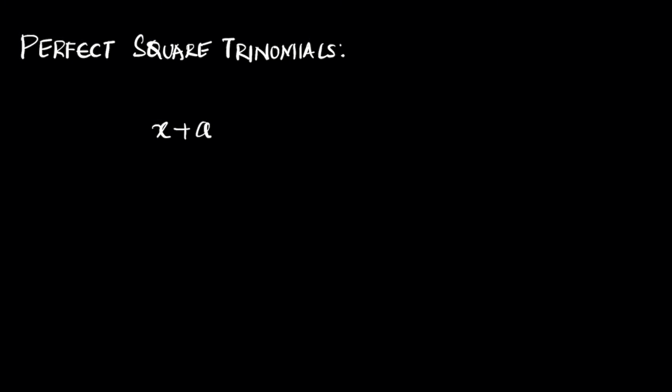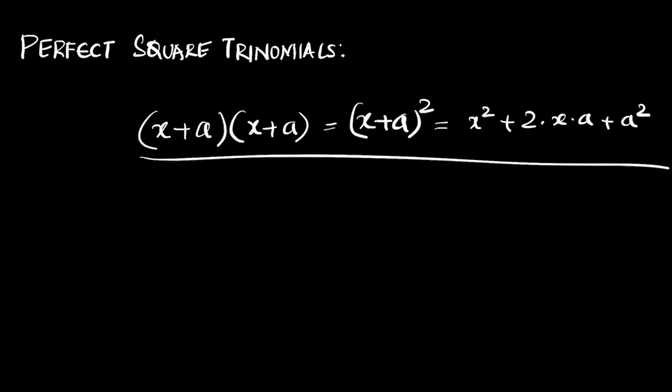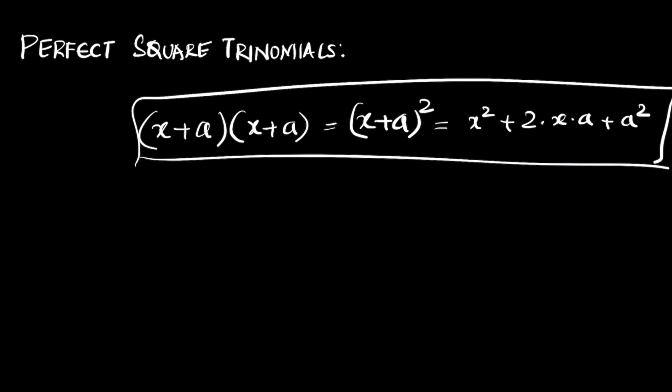Next, let's try perfect square trinomials. Perfect square trinomials are basically where you find out the perfect square of two like monomials. For example, you have x plus a times x plus a. We can also write this as x plus a, squared. So the formula for this is x square plus 2 times x times a plus a square. This here is an example of a perfect square trinomial.